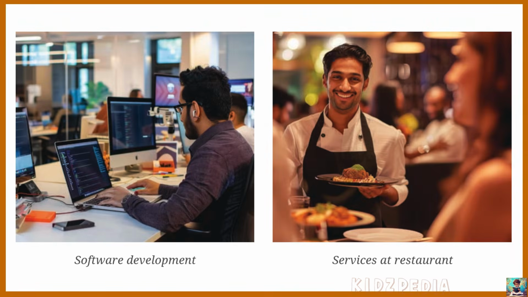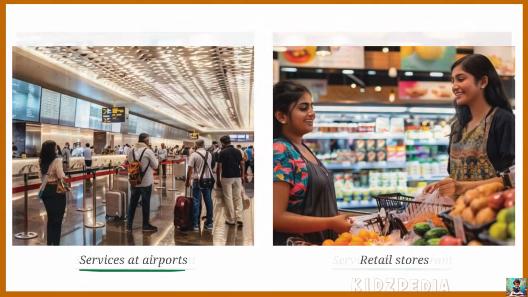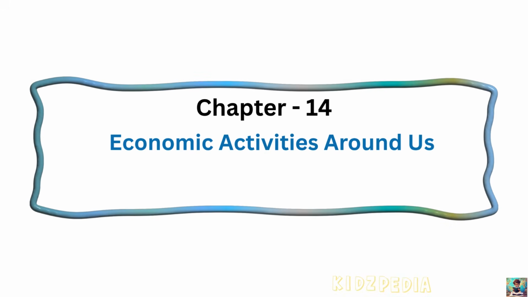Some pictures are given here. First, we have software development, where people create programs, apps, and websites that help businesses and individuals. Next, services at restaurants, where chefs and waiters prepare and serve food to customers. Services at airports, where staff help passengers travel safely, check luggage, and manage flights. Finally, retail stores, where shopkeepers sell goods to customers and help them choose what they need. All these activities don't produce goods themselves, but they provide important services that support the primary and secondary sectors and make our lives easier. So with this, we have completed the part 1 of the chapter, Economic Activities Around Us.